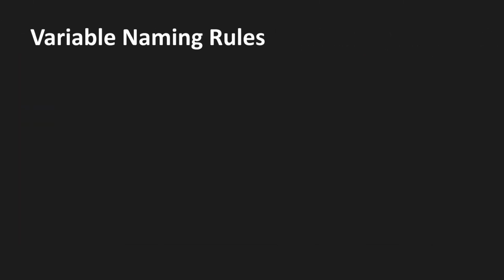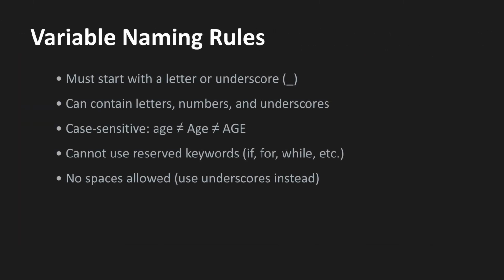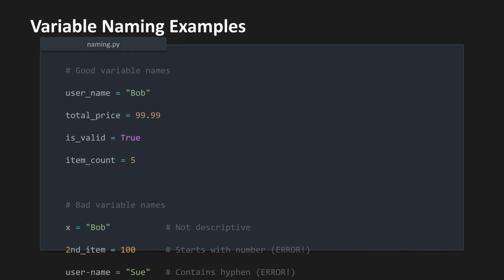Variables must follow certain naming rules. They must start with a letter or underscore, can contain letters, numbers, and underscores, and are case sensitive. Importantly, they cannot use reserved keywords or contain spaces. Here are examples of good, descriptive variable names using snake_case. Below are bad examples, such as a non-descriptive name like x, or names that violate rules, like starting with a number or containing a hyphen.